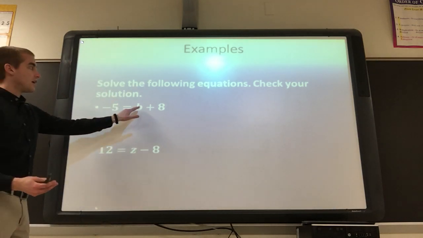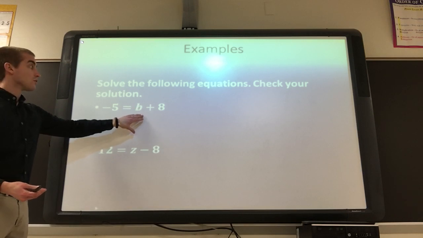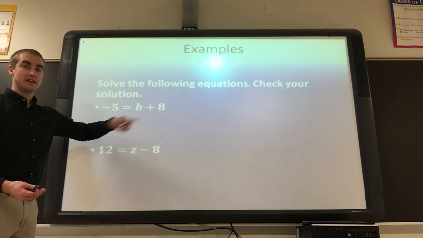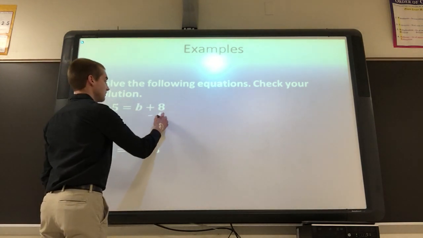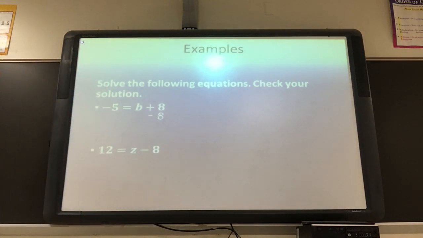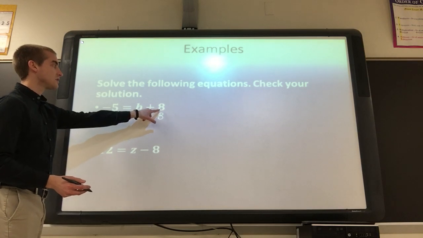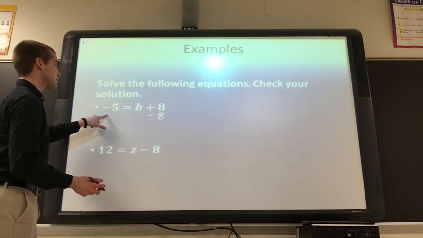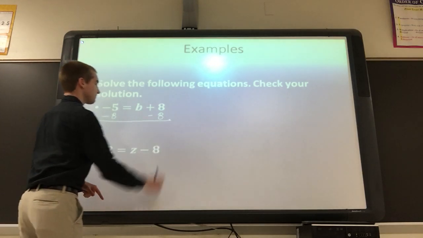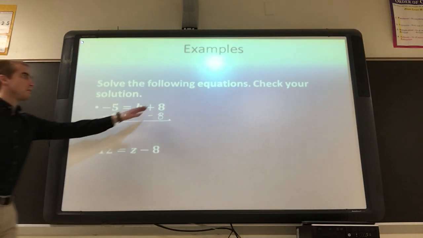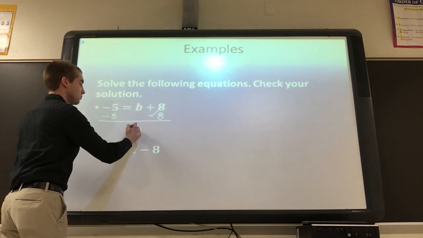So right now, on the side that has b with it, I want to get b by itself. Right now, there is a plus 8 on that same side. The opposite of plus 8 is minus 8. So I'm going to write minus 8 to get rid of that 8. If I did it to the right side of the equal sign, I need to go over to the left side of the equal sign and do minus 8 on that side as well. So the plus 8 minus 8 goes away. I'm left with b, which is what I want.